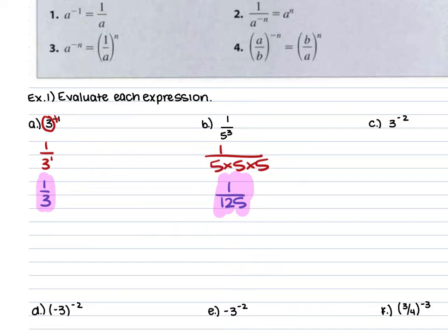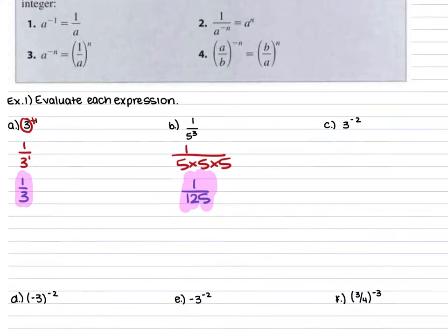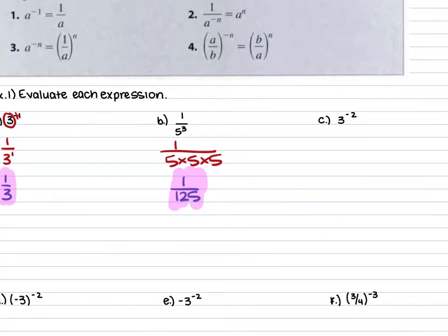For C, we have 3 to the power of negative 2. So for this one, we're going to turn that negative 2 into positive 2. First, take the reciprocal of that 3. So that's 1 over 3 to the second power. 3 to the second power is just 3 times 3, so that's 1 over 9.